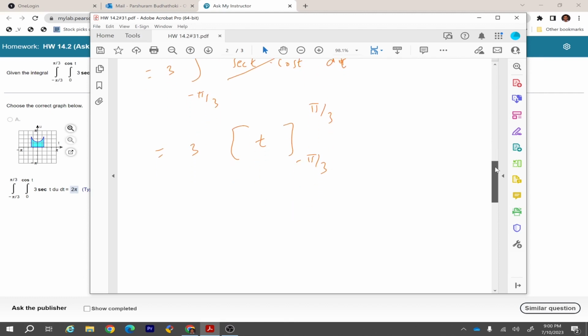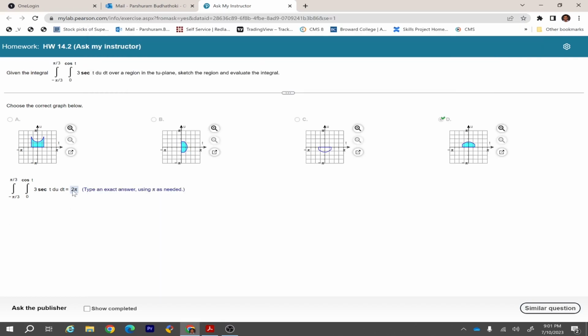By using the fundamental theorem, we put t equals pi over 3 minus t equals negative pi over 3, and when you add these two, it will be 2 pi over 3, and after cancelling this 3 and 3, the final answer would be 2 pi. That's the reason the double integration is 2 pi. Okay, so to sketch the graph, look at this integration range from where to where, and then plot that on the x-axis and then the y-axis.